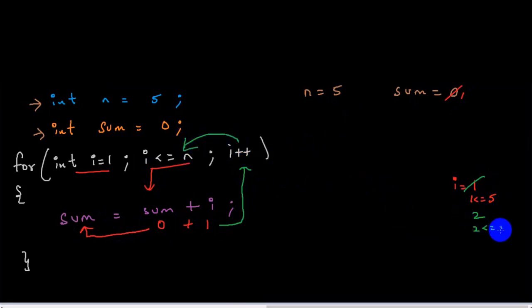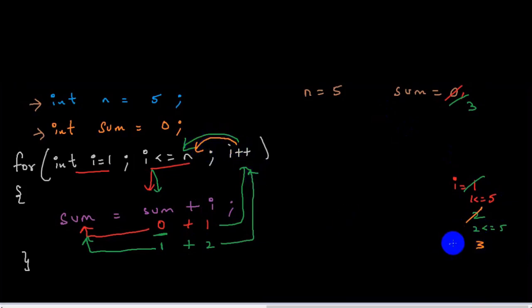Okay. Now again, I check the condition. Is 2 lesser than or equal to 5? Yes. Control will come inside. What is sum? It is 1 now because I've added 1 here. 1 plus 2. What is 1 plus 2? 3. 3 will get stored into sum. Okay. Sum will become 3. Again, it goes back. i plus plus. What will be my i value? Now it will become 3.